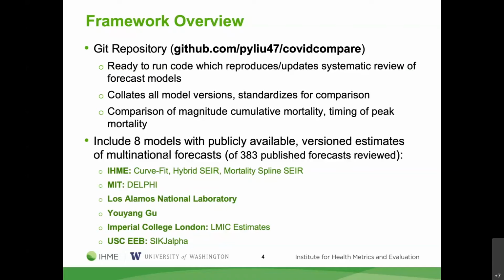And to date, we include 8 models that have publicly available historically versioned estimates of multinational forecasts. And we've reviewed close to 400 forecasts. And the models that you can see are below. There are 3 from IHME, 1 from Delphi, 1 from Los Alamos National Lab, from Yuangu, Imperial College London estimates for low and middle income countries, and we recently added a new model from USC. And we invite anyone who knows of similar models to submit a ticket to our GitHub, and we would love to include that in this comparison framework.